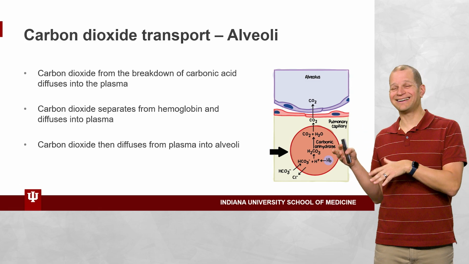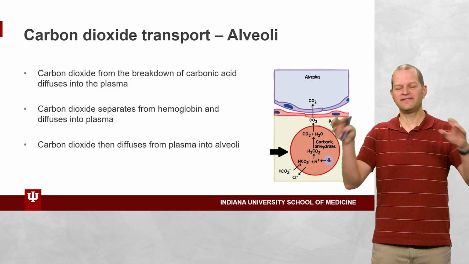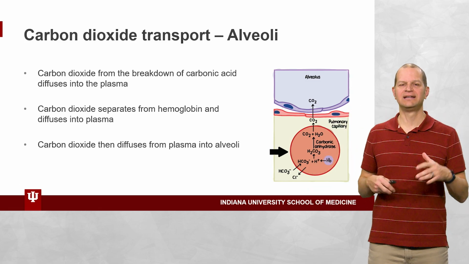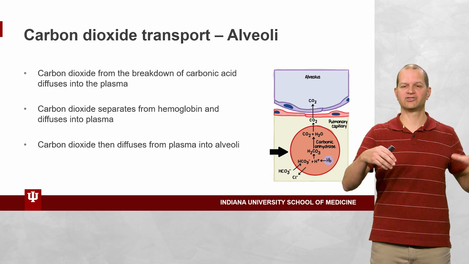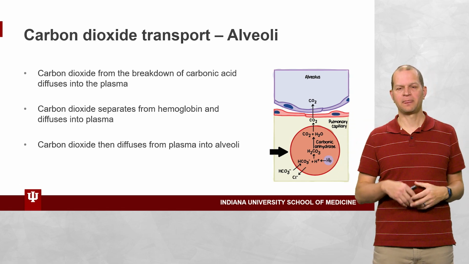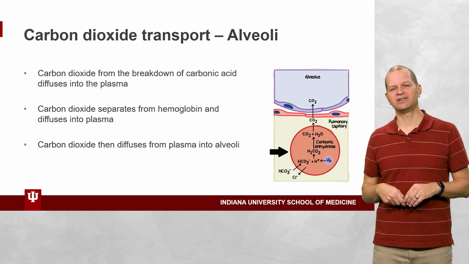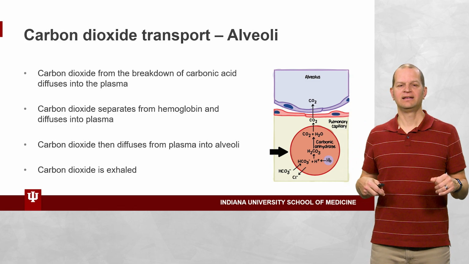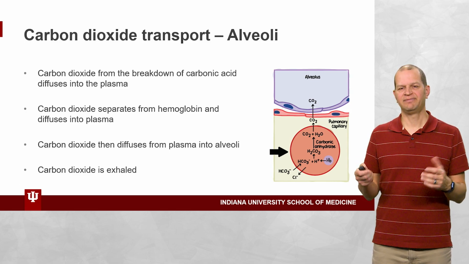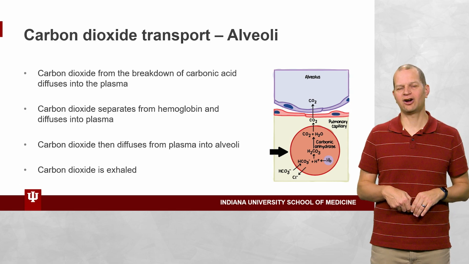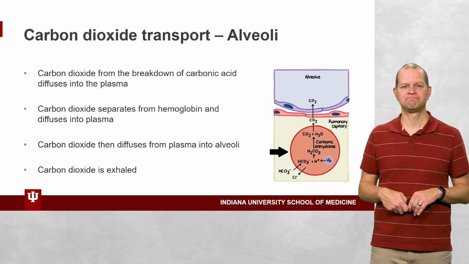Then we've got carbon dioxide that was already in the plasma. And so all of this carbon dioxide that's in the plasma is going to go from high concentration or high pressure to low pressure. So high pressure in the bloodstream into low pressure in the alveoli. And as a result, it gets into our alveoli, we breathe it out. That's the main idea of how carbon dioxide transport works.